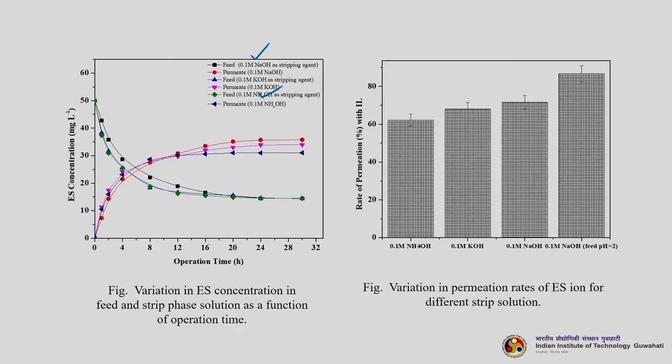So, we have seen that almost after 24 hours no more change is there, so we have stopped at 24 hours. This is with different stripping solutions. You can see that we have ammonium hydroxide, potassium hydroxide, sodium hydroxide 0.1 molar, and sodium hydroxide 0.1 molar with feed pH adjusted to 2. This particular one has given the best separation, close to 90% separation. So, we have used that as the stripping phase.